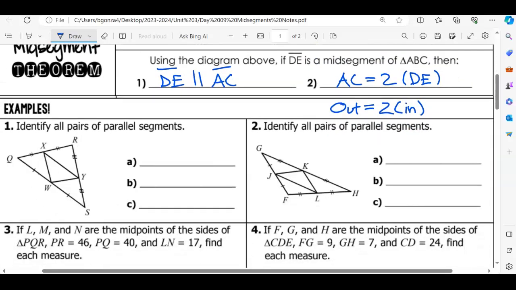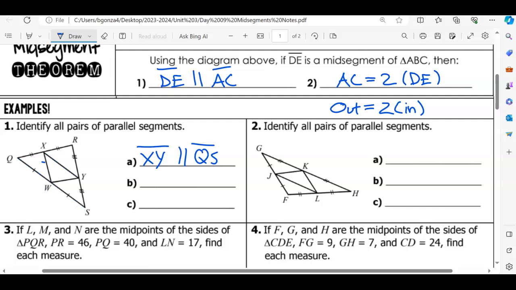Number 1. We are identifying what is parallel. So write this down. XY. What is that parallel to? What is this side that it would never cross? What do y'all think? XY is parallel to what? QS is correct. So go ahead and put parallel to QS.